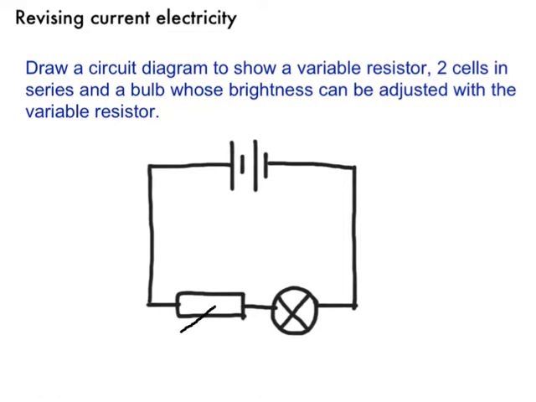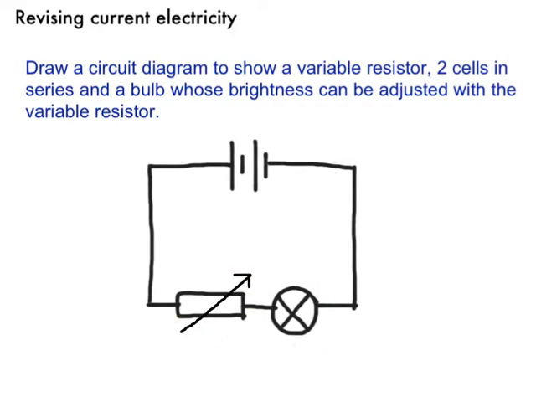I need to add one thing to it, so you should have drawn an arrow going across yours like that to indicate it's a variable resistor which can be used to adjust the brightness of the bulb. So there we go, we've got two cells in series, which obviously makes a battery, a bulb and a variable resistor.